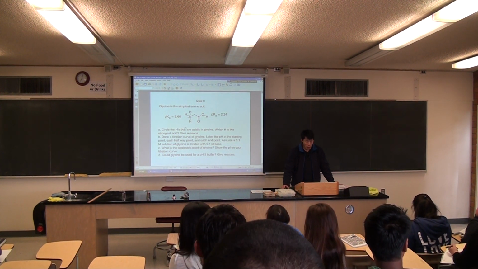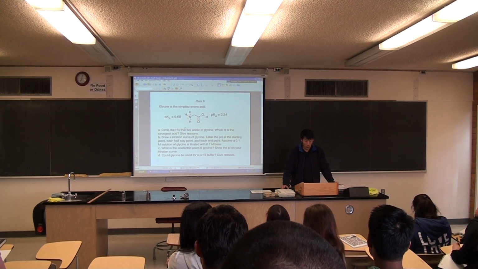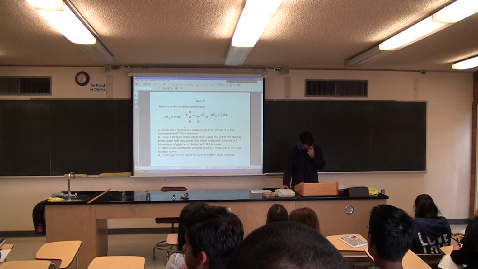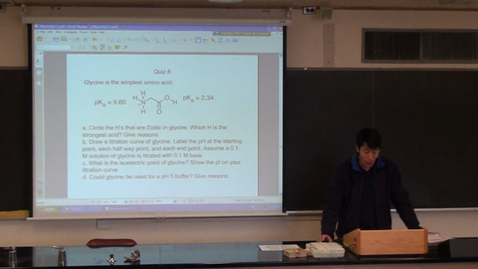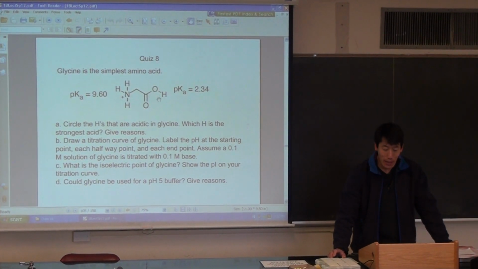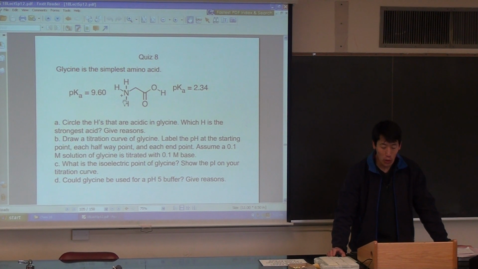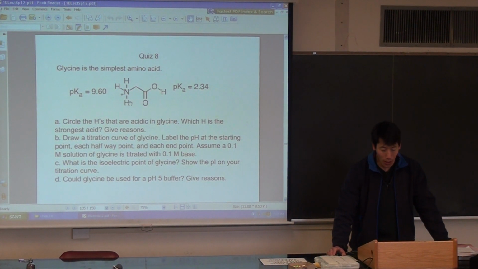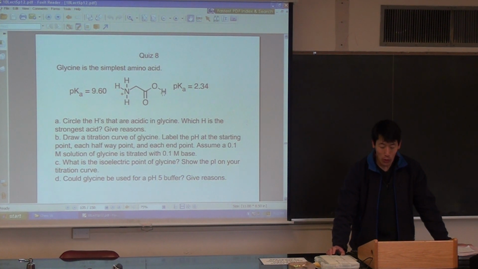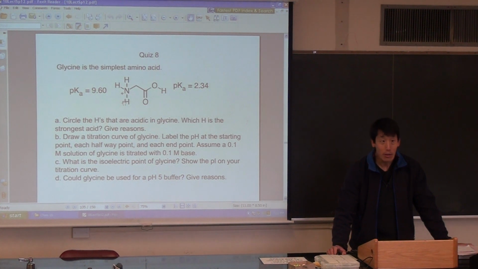Okay, so the structure of glycine, the simplest amino acid, is shown on this slide. Which protons are acidic in glycine? It's the one on the acid functional group, which is this one, and there's also one of the 3 protons on the amine functional group. And which one is the strongest acid? Is it going to be this proton or that proton?